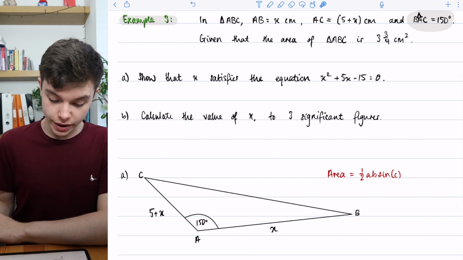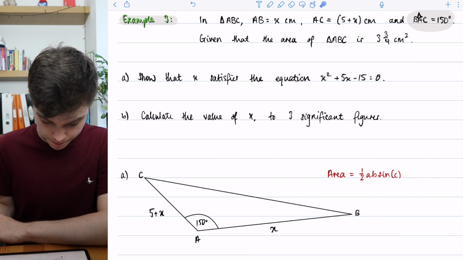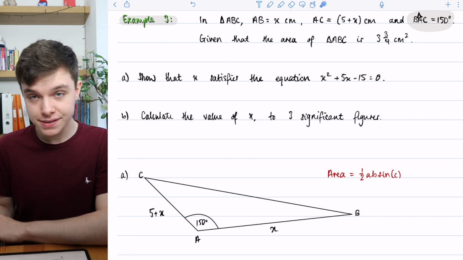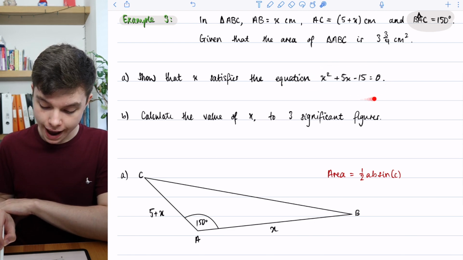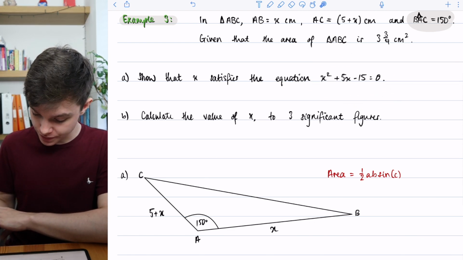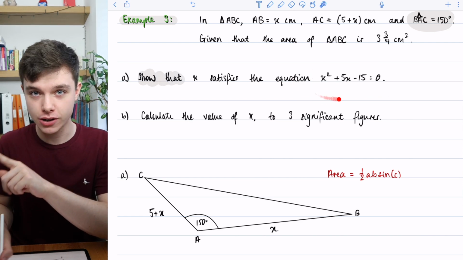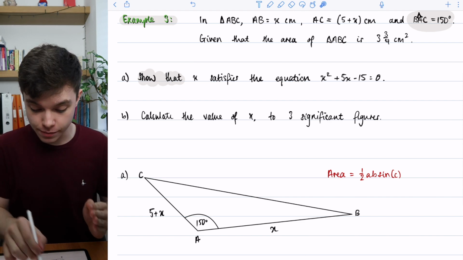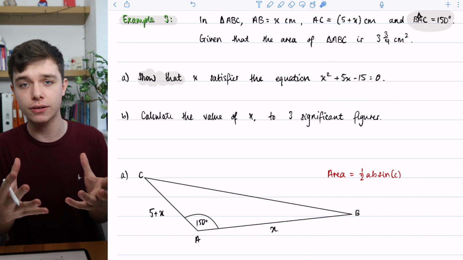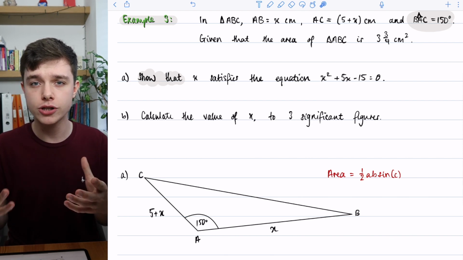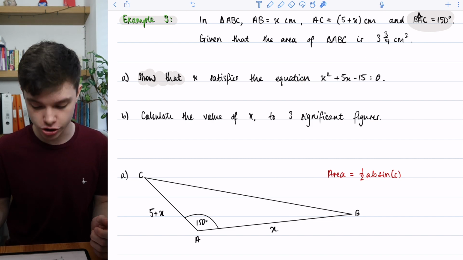All right, so we're given that the area of triangle ABC is 3 3/4, and we want to show that x satisfies this equation here. So somehow we need to end with this equation. It's a show that question, so definitely don't start with this equation. You want to do maths from the information that you have to finish with this. Whenever you have a show that question, do the maths and then show what the question is asking you to show.